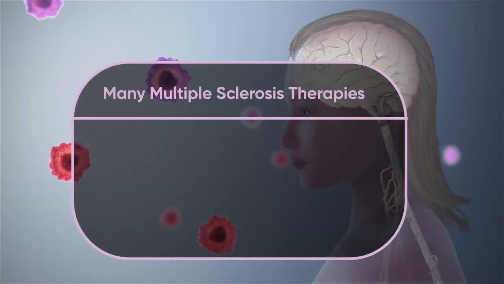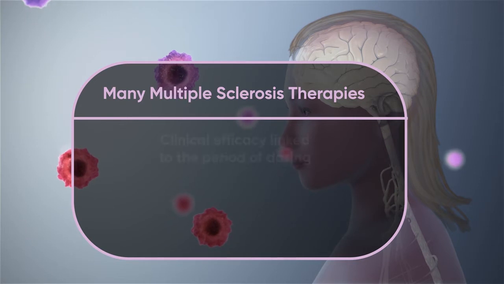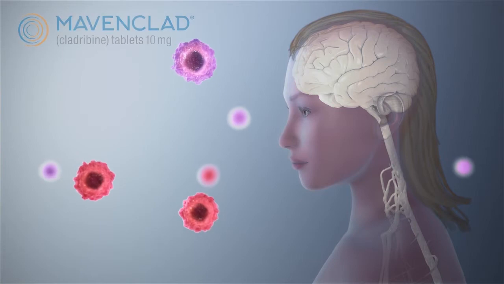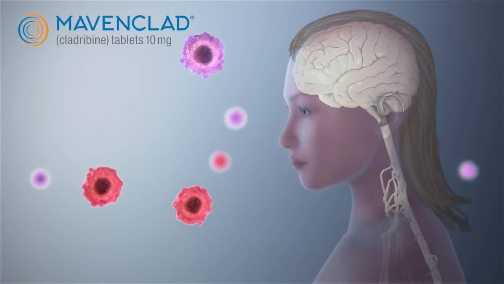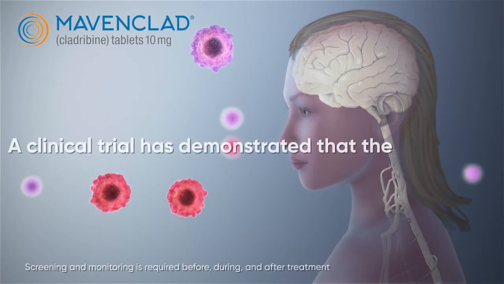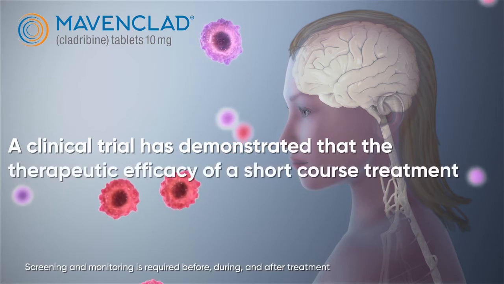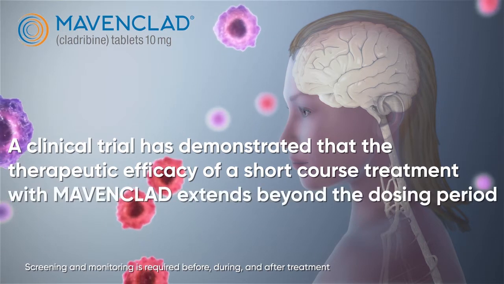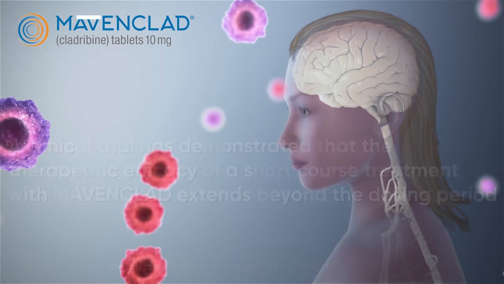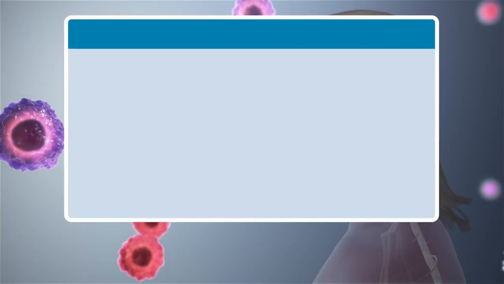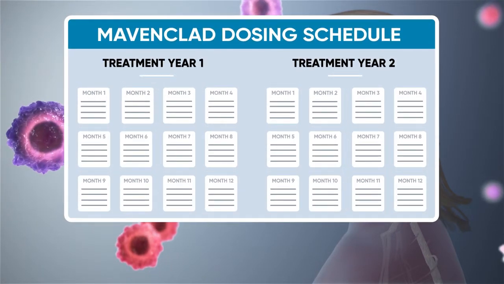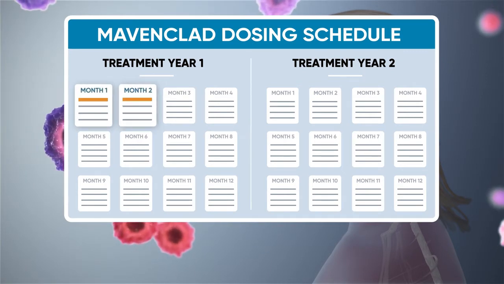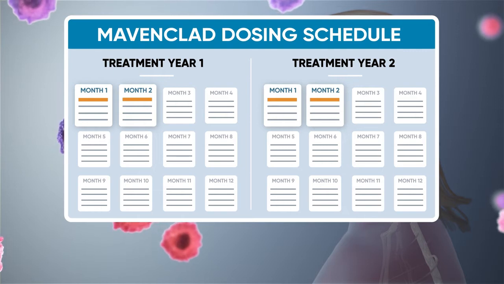Many drugs utilized in the treatment of multiple sclerosis must be administered continuously to produce efficacy. MAVENCLAD, which is cladribine tablets, is thought to work differently. A clinical trial has demonstrated that the therapeutic efficacy of a short-course treatment with MAVENCLAD extends beyond the dosing period. MAVENCLAD is administered at home in 2 treatment courses, each one over 4 to 5 days in months 1 and 2 of treatment year 1 and in months 1 and 2 of treatment year 2.